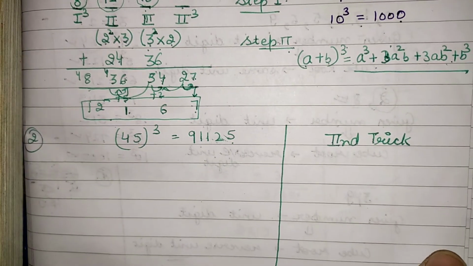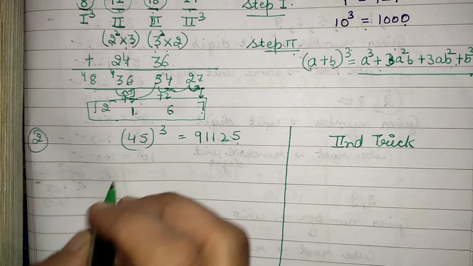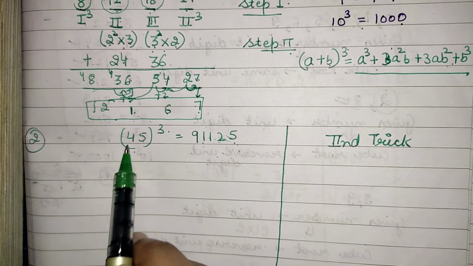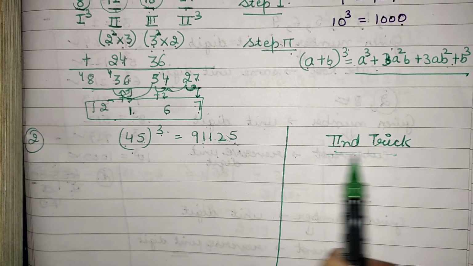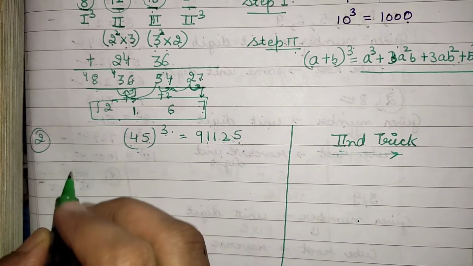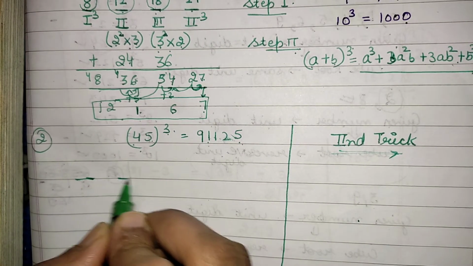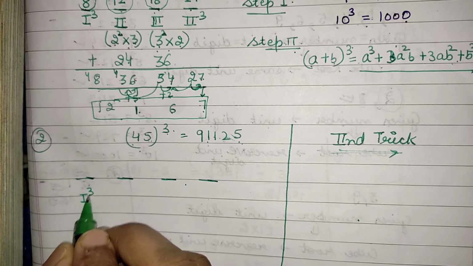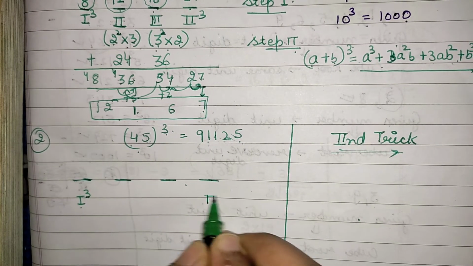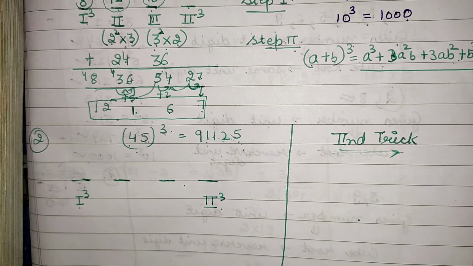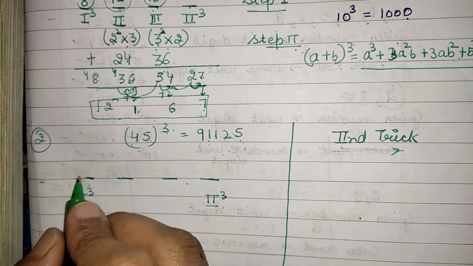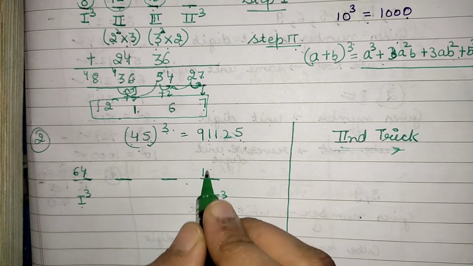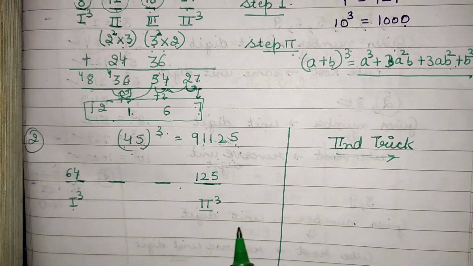Let us take our second example. The second example is 45 cube. Let us first solve this example with the first trick, and then we will move on to our second trick. The first trick says divide your answer into 4 parts, and the first part will be the cube of the first number, and the last part will be the cube of the second number. So 4 cube is 64, and 5 cube is 125.